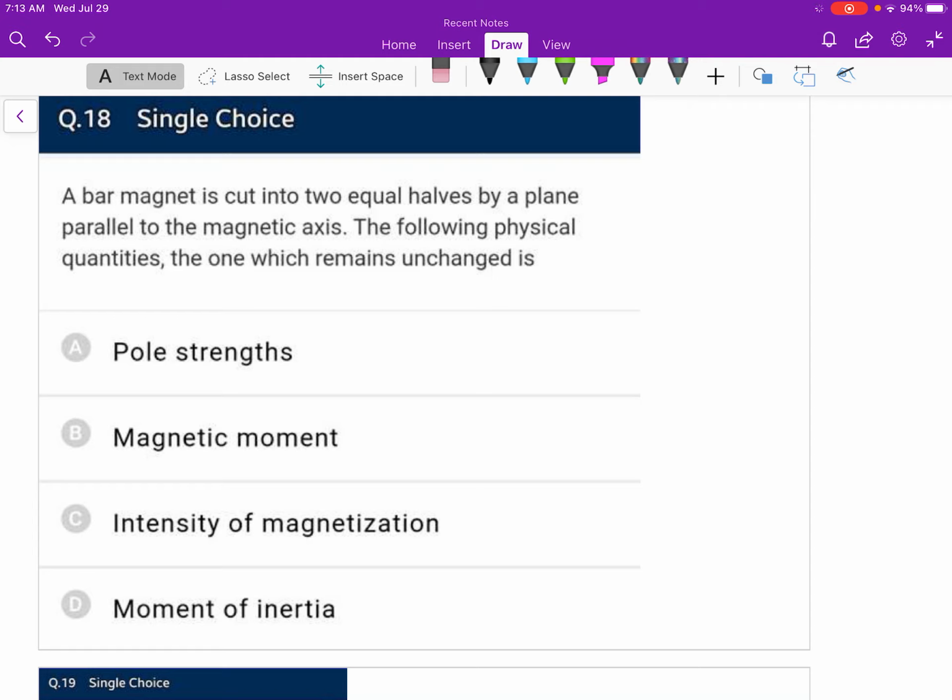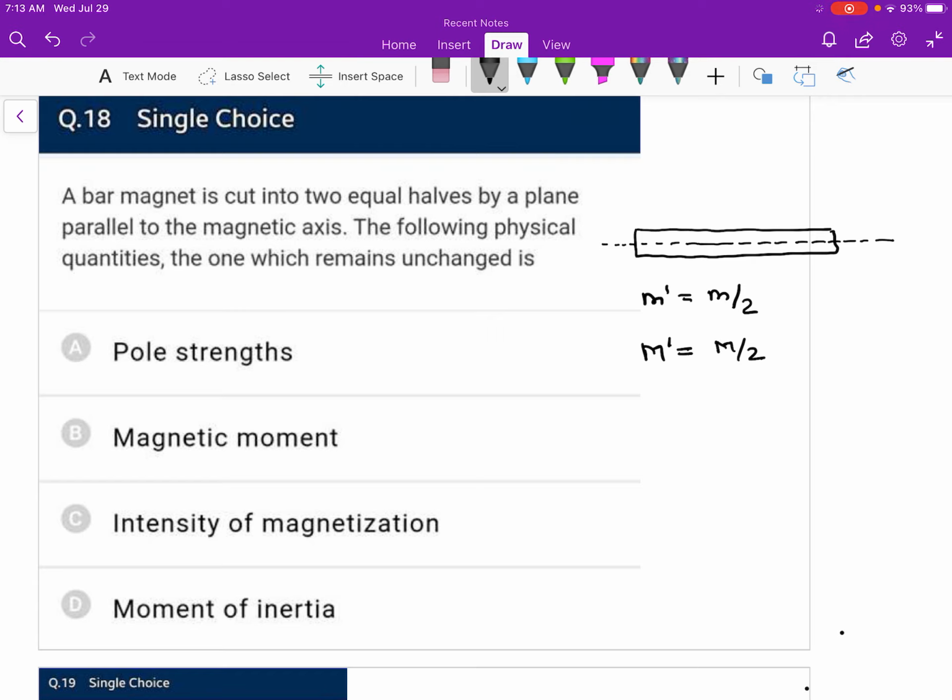A bar magnet is cut into 2 equal halves by a plane parallel to the magnetic axis. Which of the following physical quantities remains unchanged? Okay, so this is the bar magnet and we have cut along the plane which is parallel to the magnetic axis. Since area has reduced to half, pole strength has become 1 by 2. Magnetic moment is m l, length is same, but pole strength has become half, so magnetic moment also becomes half.